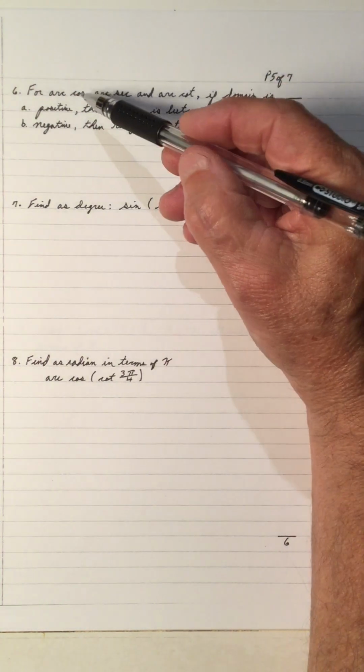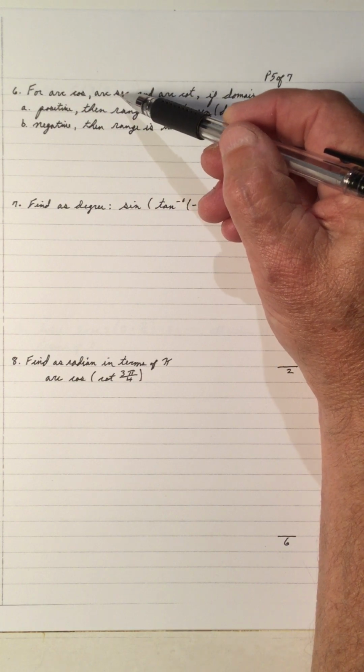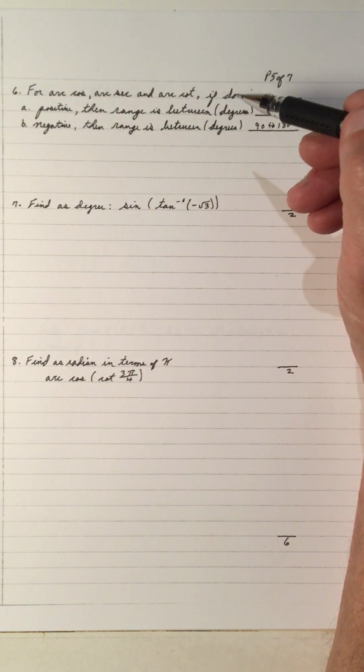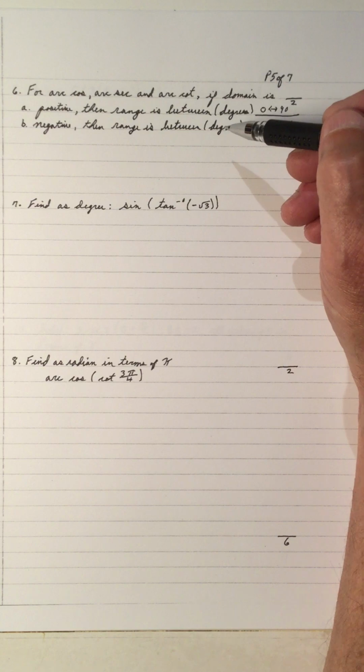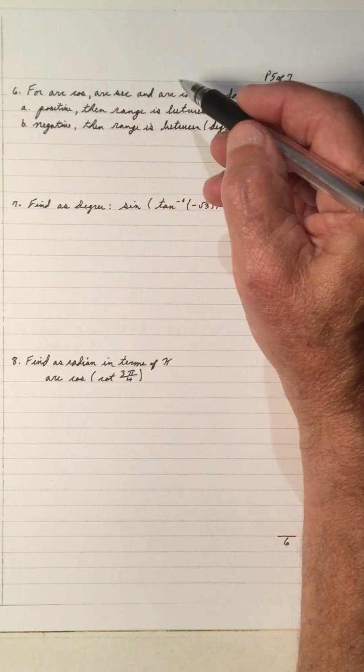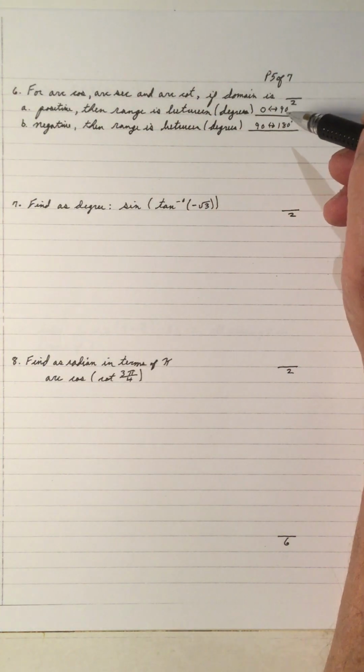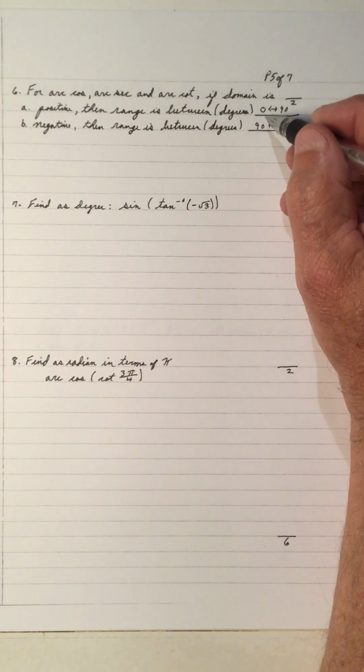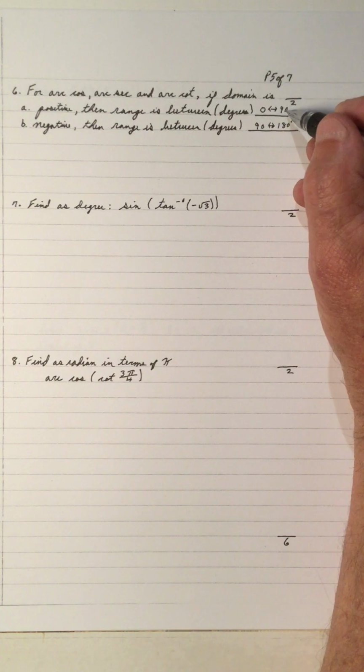Remember, sine, cosecant, and tan go from negative 90 to 90, but cos, secant, and cot go from 0 to 180. And again, positive, always positive from 0 to 180.